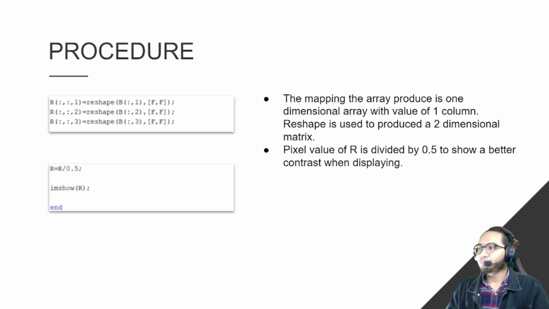The array produced is a one-dimensional array with one column. Reshape is used to produce a two-dimensional matrix. The pixel value of R is divided by 0.5 to show a better contrast when displaying.